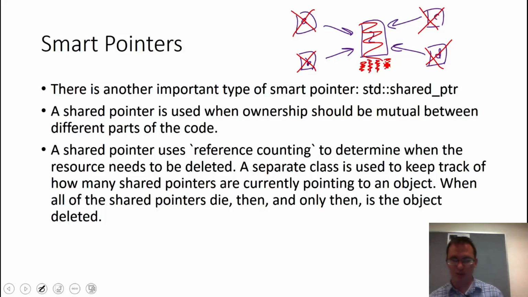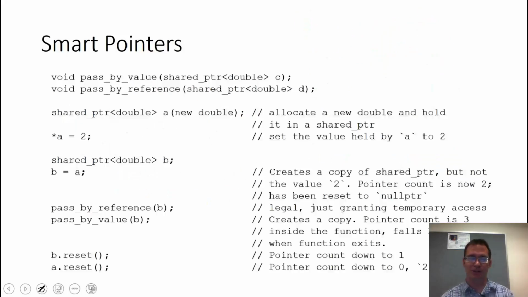And so the 2 is never copied. When you copy a shared pointer, all you're doing is making a new pointer pointing to the same thing. And that's how you keep from making big, expensive copies of really big classes. So when all of the shared pointers die, then and only then is our resource or object deleted.